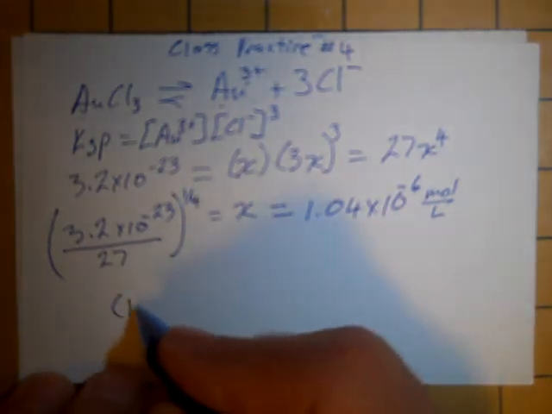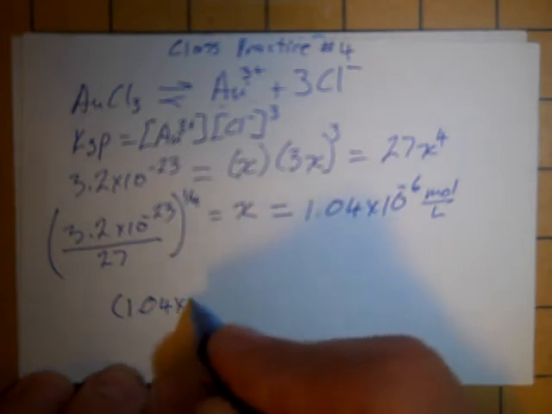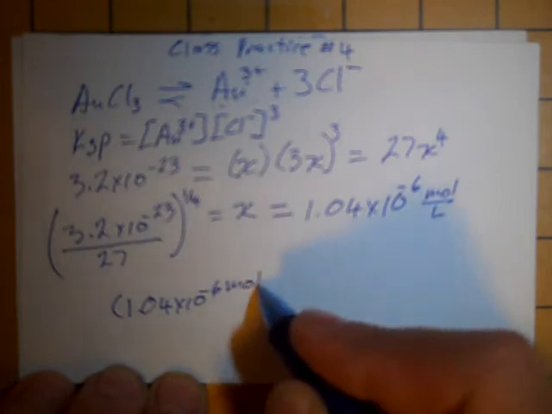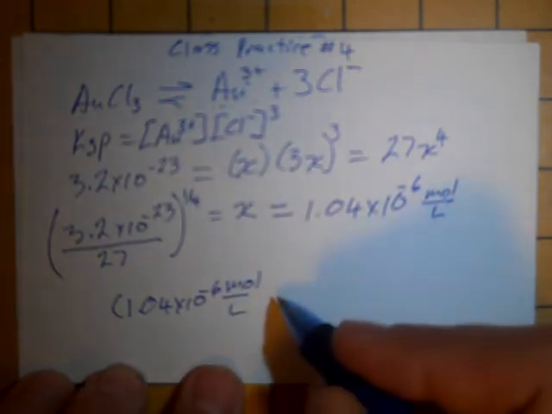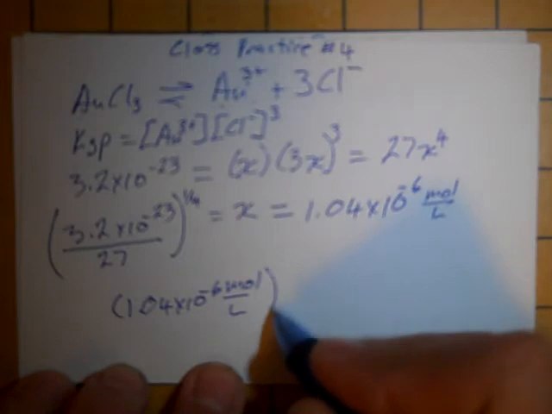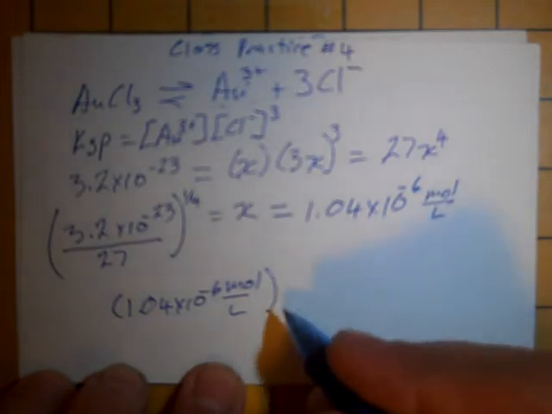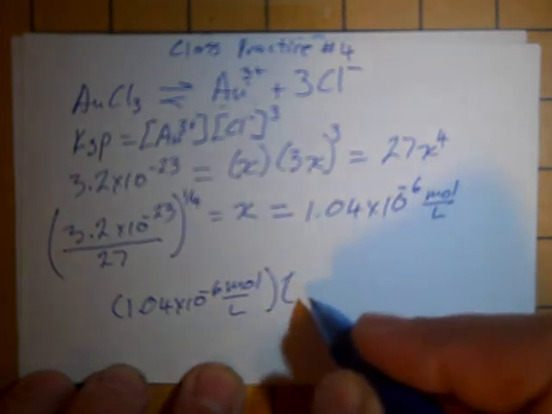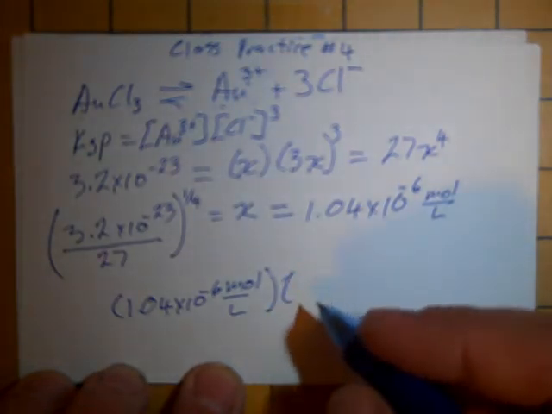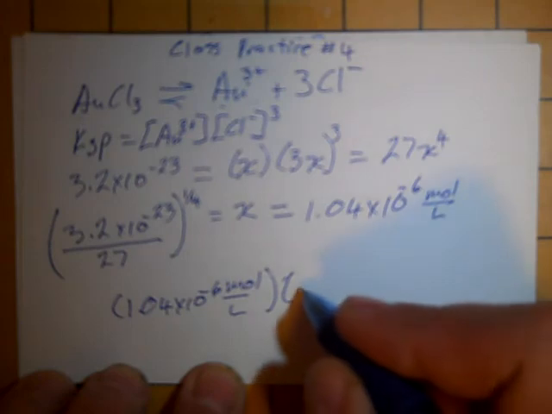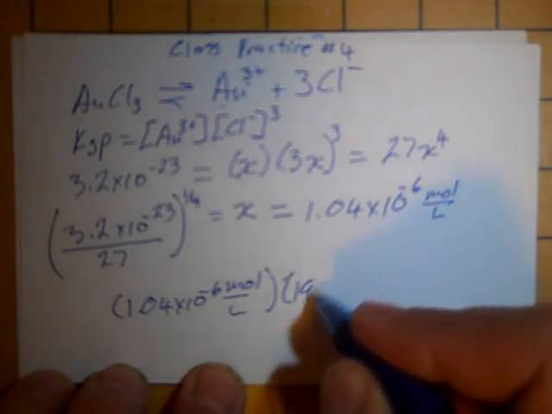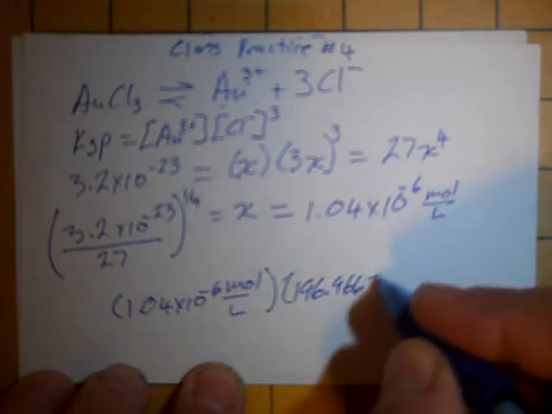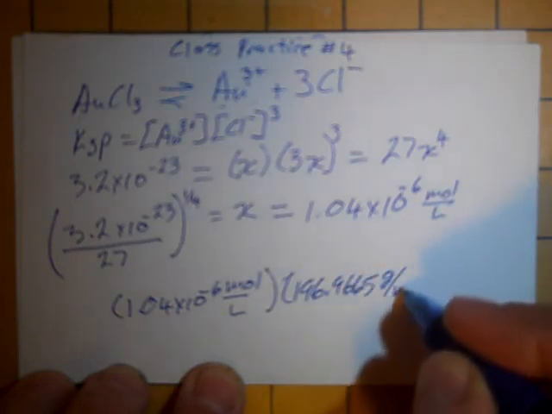All I have to do is multiply the solubility, the concentration of the gold in 1 liter, times the mass of gold. Where I go to my periodic table and I see the mass of gold is 196.9665 grams per mole.